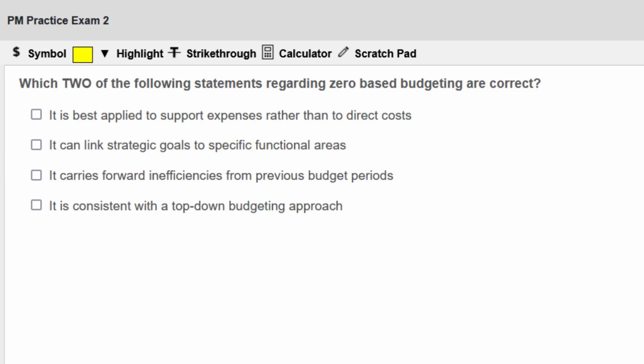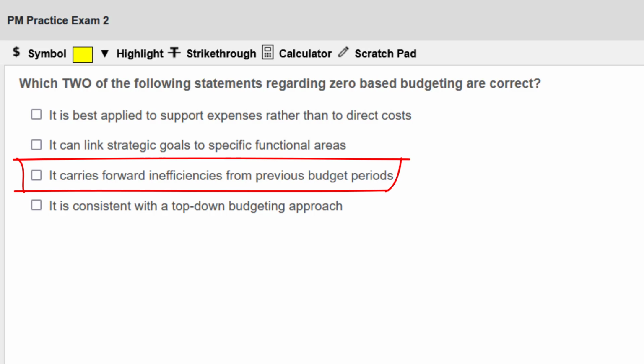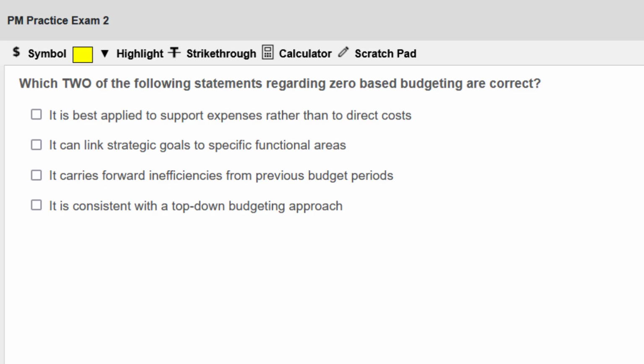So instead of looking for the correct answer, I find it's often easier to eliminate the distractors, the incorrect answers. So I check out the answers, and number 3 jumps out at me as incorrect. It carries forward inefficiencies from previous budget periods. That one goes with incremental budgeting, the traditional approach to budgeting. So 3 goes out. I also see that 4 goes out.